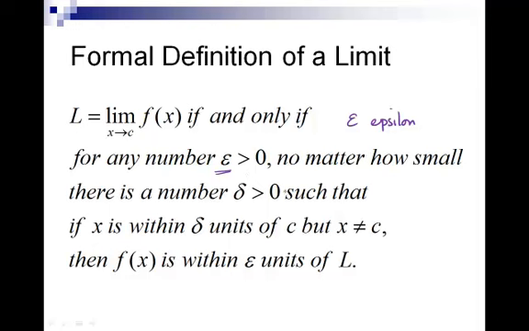There is a number delta. I know you're used to the capital letter delta, but this is the lowercase delta. There is a number delta greater than 0 such that if x is within delta units of c, but x does not equal c, then f of x is within epsilon units of L. So you can see that our x value goes with our delta, and our y value, or f of x, goes with our epsilon. Take a minute and write this down.